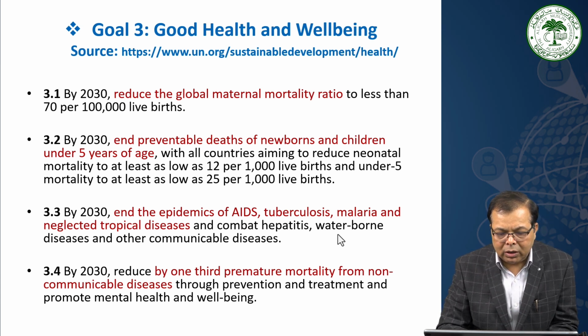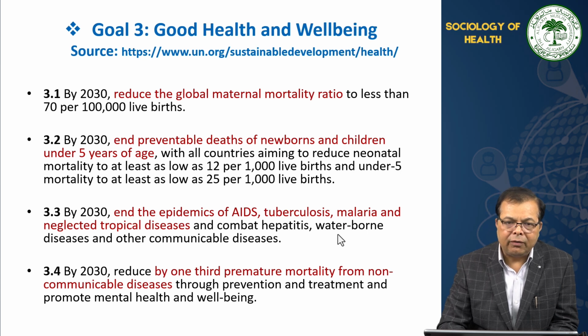3.1 says that by 2030, reduce the global maternal mortality ratio to less than 70 per 100,000 live births. We already understand the meaning of the term maternal mortality ratio. So the new target is given here, and the world basically needs to abide by it.